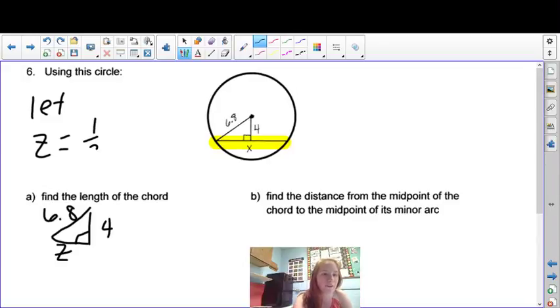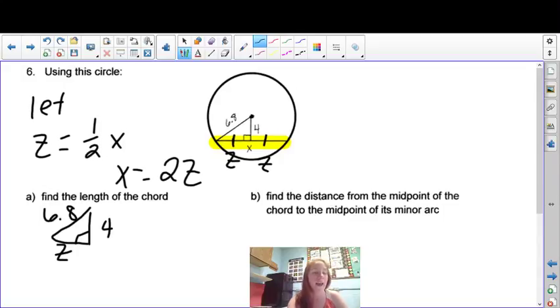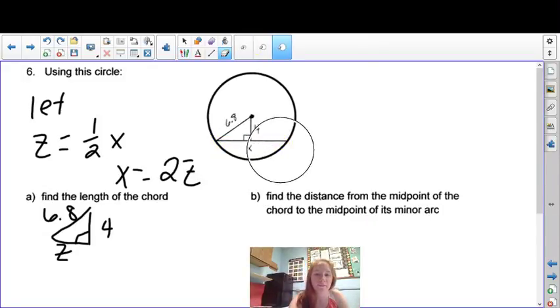Z is equal to half of my distance of X, or X is equal to 2 Z's, meaning that this little piece here is Z, and this little piece here is Z. And I'm doing that so we don't confuse our letters, because then we can say if I just used X again, hey, I have X, I'm solved. That's not the case. I'm letting it be half of it.